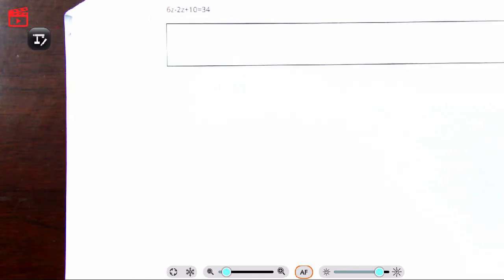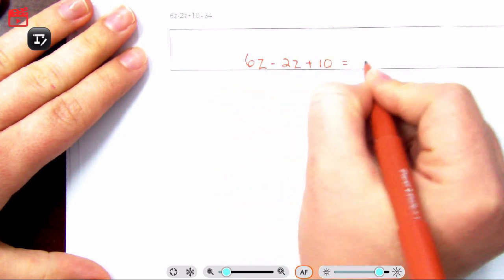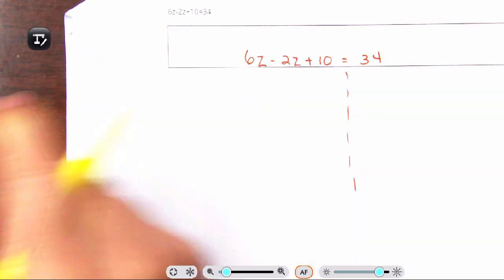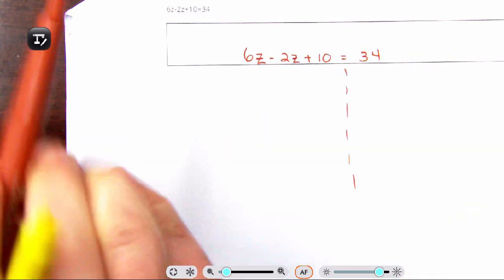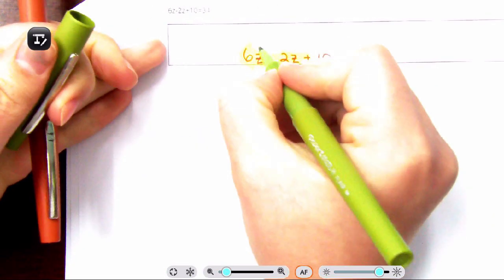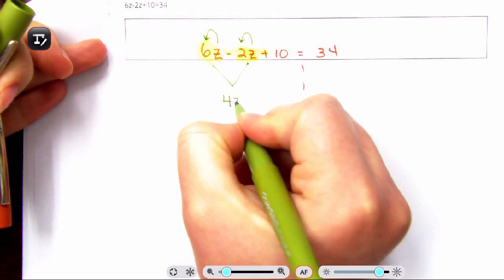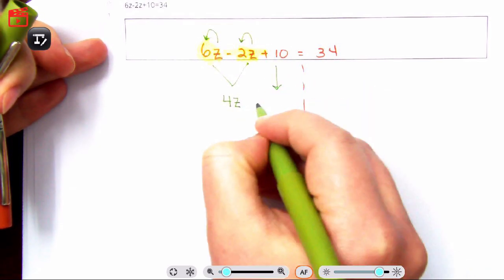Let's see if we got any more. Oh, we got one more. So we have 6z minus 2z plus 10 is equal to 34. Here's my dotted line. The first thing I notice on this equation is that I have, let's put a line through them so they don't look like 2's, a 6z and I have a minus 2z. So that means you're going to combine like terms and you're going to have a total of 4z's. So if you have 6z's and you take away 2z's, you have 4z's left over. Now I still have this plus 10.